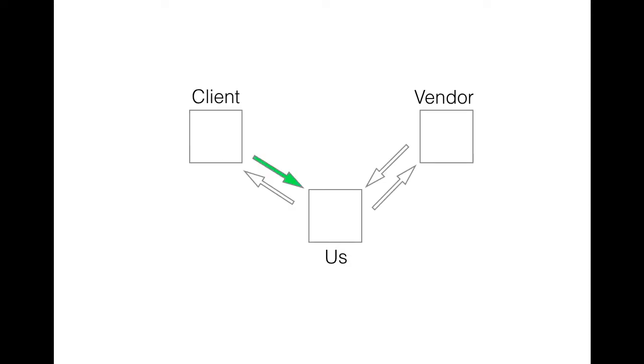And we're going to set up an environment where we have three different computers, one representing the client, vendor, and us. Like I said, we will transfer a file from a client to us. We will send a file from us to a vendor. We will send a file from the vendor back to us, and we'll send a file back to the client as well.